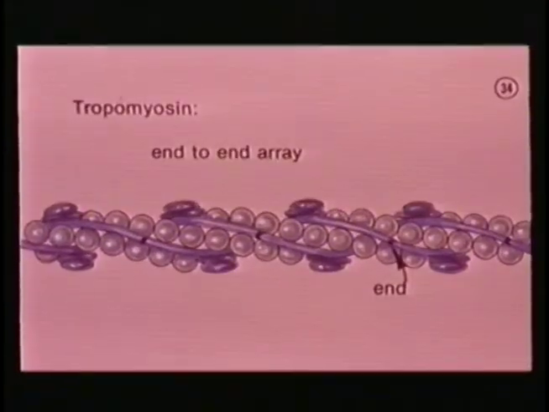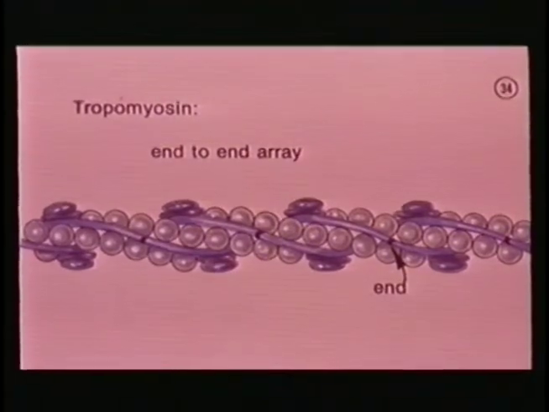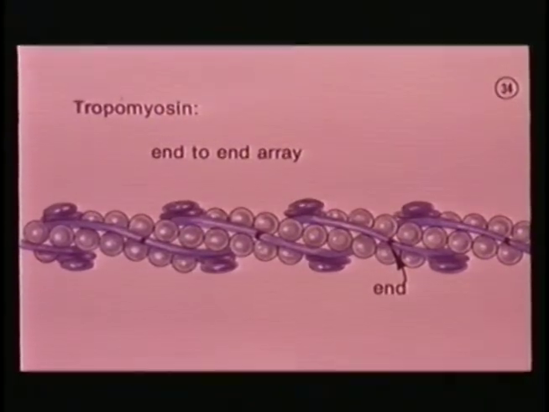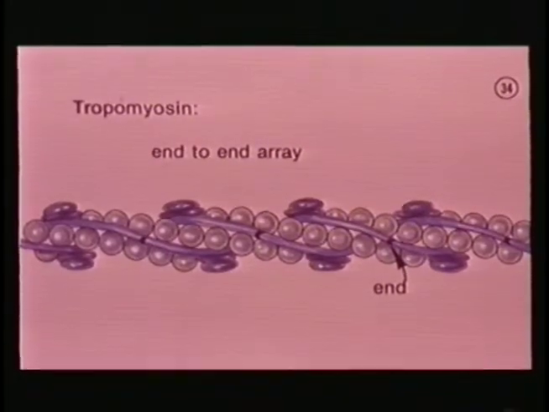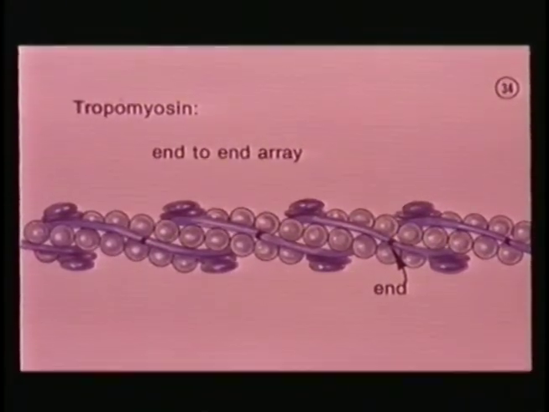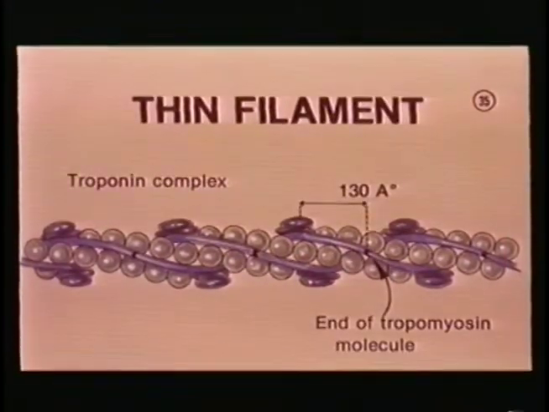Slide 34. The tropomyosin molecules lie end-to-end along the grooves of the actin helix and are involved in regulating the attachment of cross bridges to the thin filaments. Slide 35. At about 130 angstrom units from the end of the tropomyosin molecule, the troponin complex is attached to the thin filament.